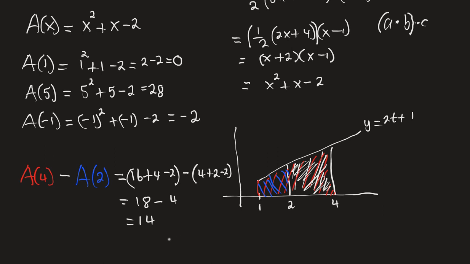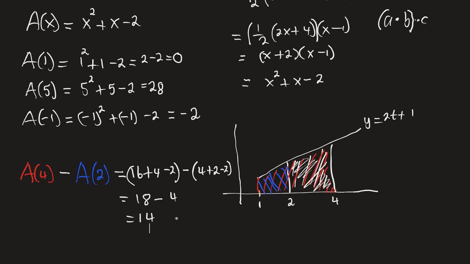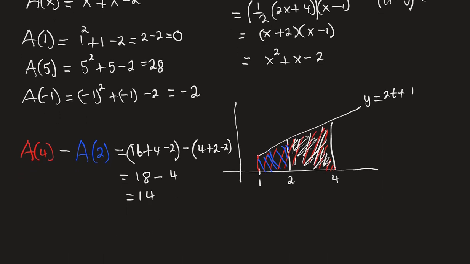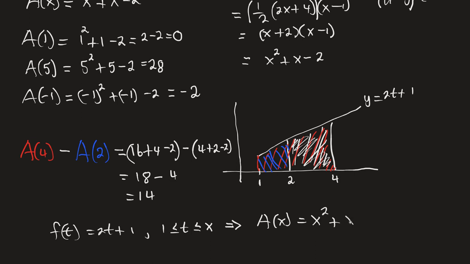Now, again, let me summarize what we've done. Let me write the original function again, 2t plus 1, and we defined an area function over that interval, and we did our geometry, and we came up with this nice, useful and simple formula, x squared plus x minus 2, and we did some calculations.